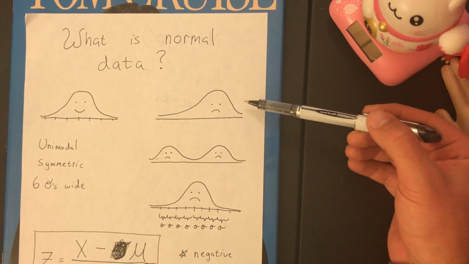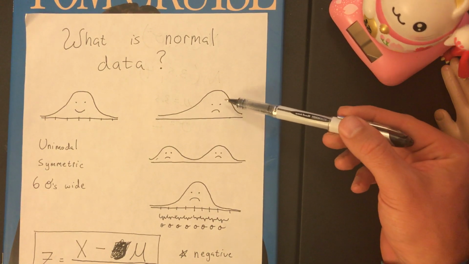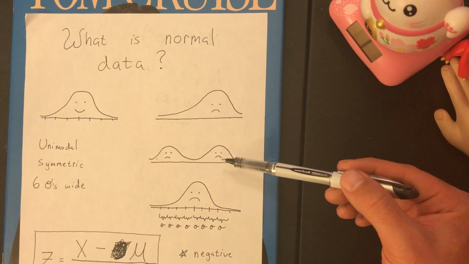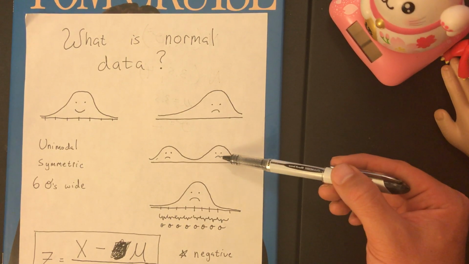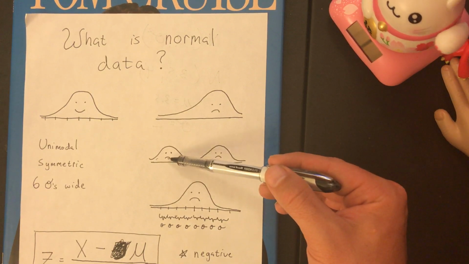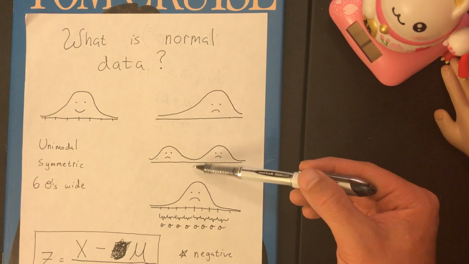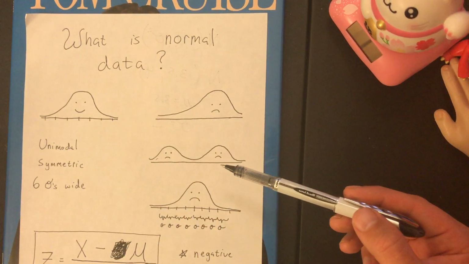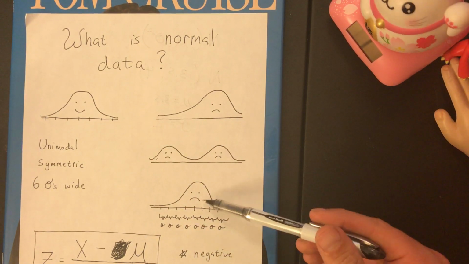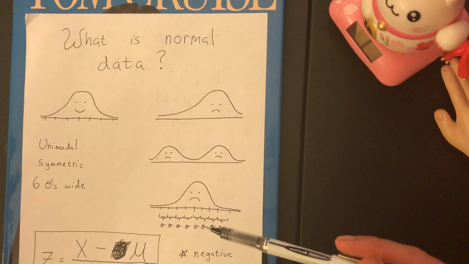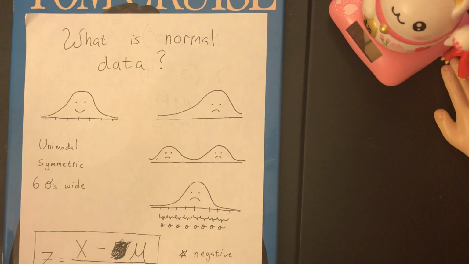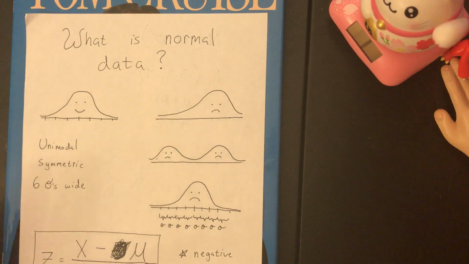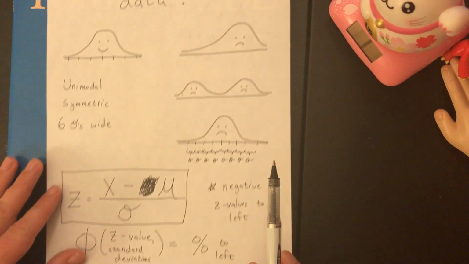For example, this could be a test where most people did pretty well on it. This could be a test where a lot of people studied and did well, and a lot of people didn't study and did poorly. So it's still symmetric, but it's not the same as the symmetry over here. And finally, this could be a test where the data is more spread out than normal, even though it's still symmetric and unimodal. Okay, so what can we do if it is normal?